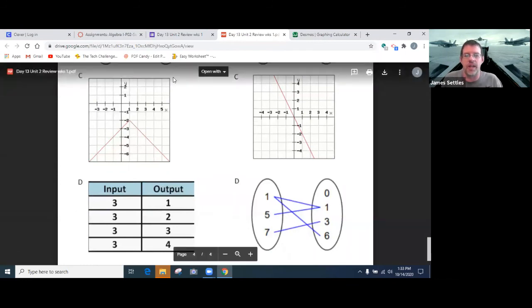If I do the vertical line test, touches once. Anywhere I can draw it, it's only going to touch once, so that is a function. And then D, that has two different lines right there. This is not a function because this has two lines.